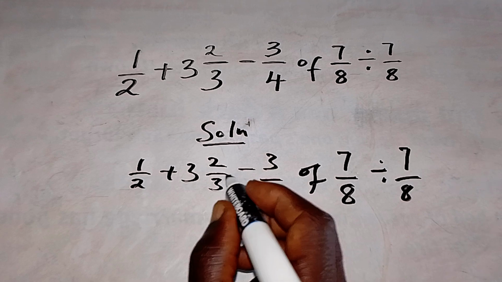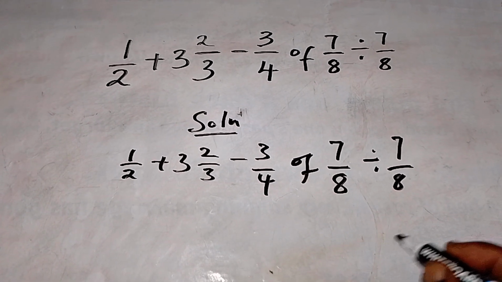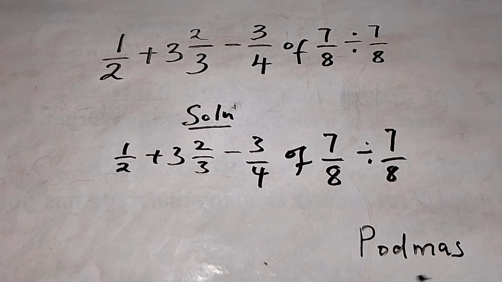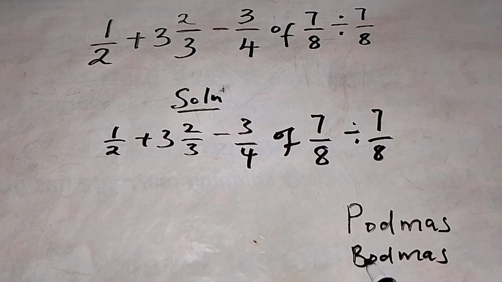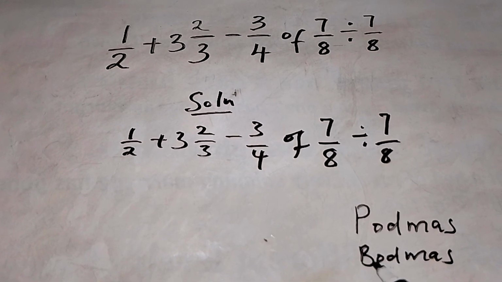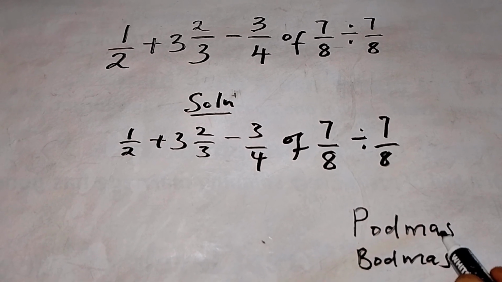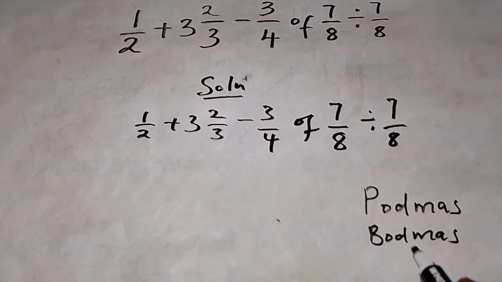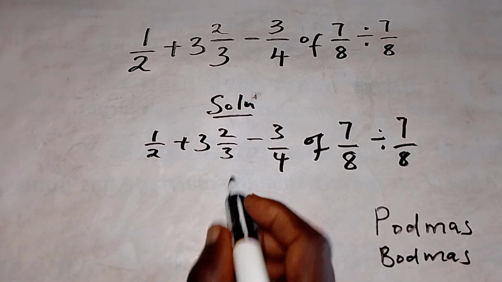The best thing to work out this problem is to use the PODMAS. You can call it the PODMAS or the BODMAS, where the P and B stand for parentheses, equivalent to brackets, then O we have of, division, multiplication, addition, and subtraction. So we are going to use this PODMAS to work out this problem.